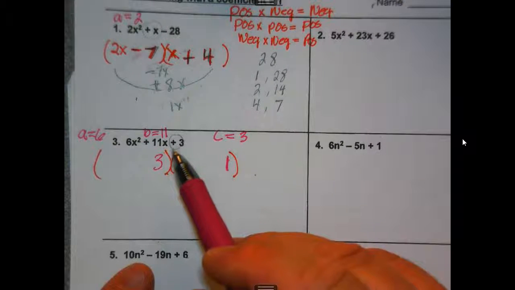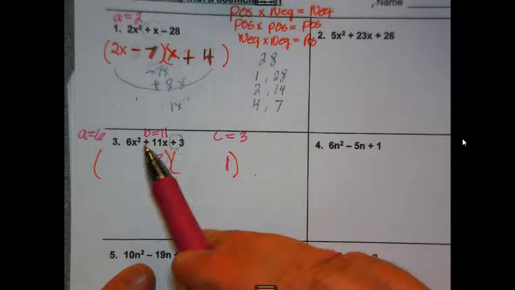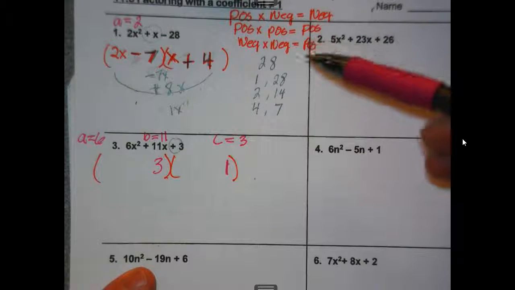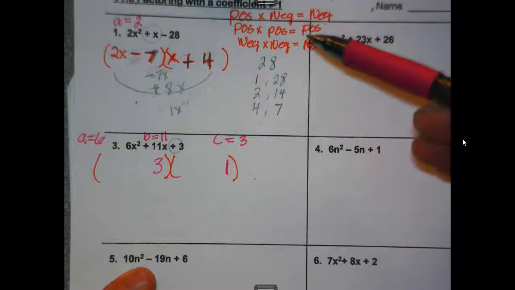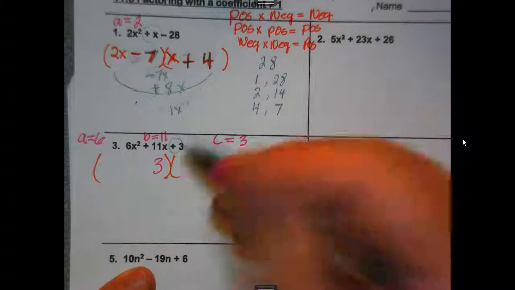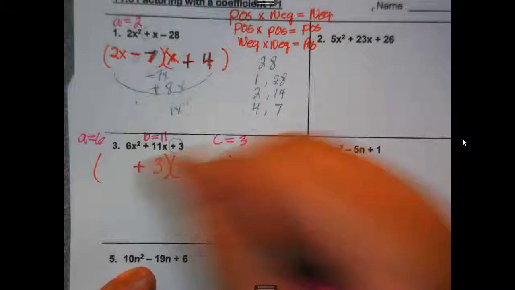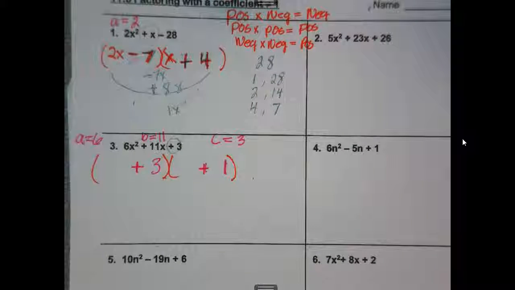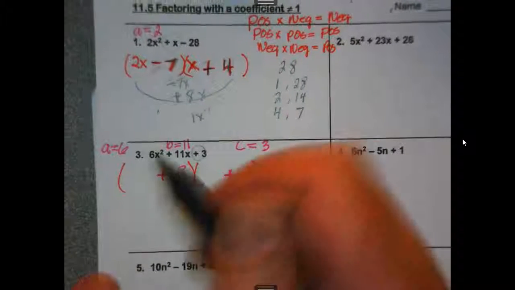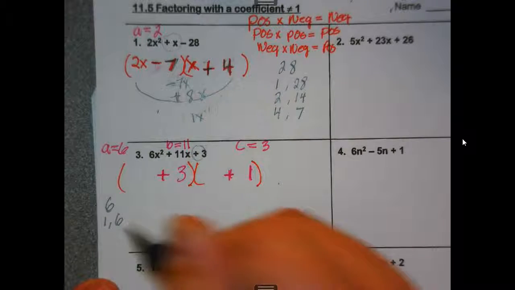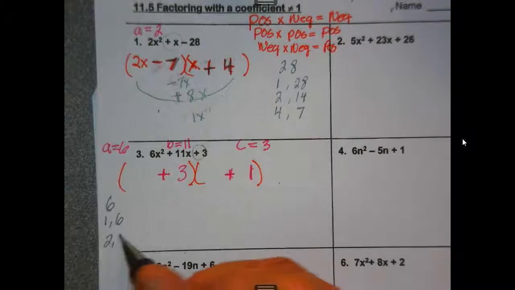Now, the product is a positive. They have to add up to a positive. So the product has to be one of these two situations here. And because we're adding to a positive, it has to be a positive times a positive. Now, 6x squared, 6, has a couple of different factors. I can either do 1 times 6 or 2 times 3.